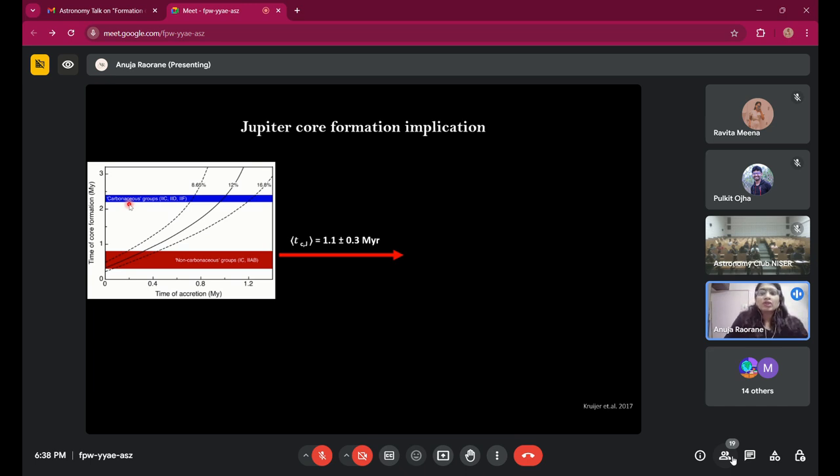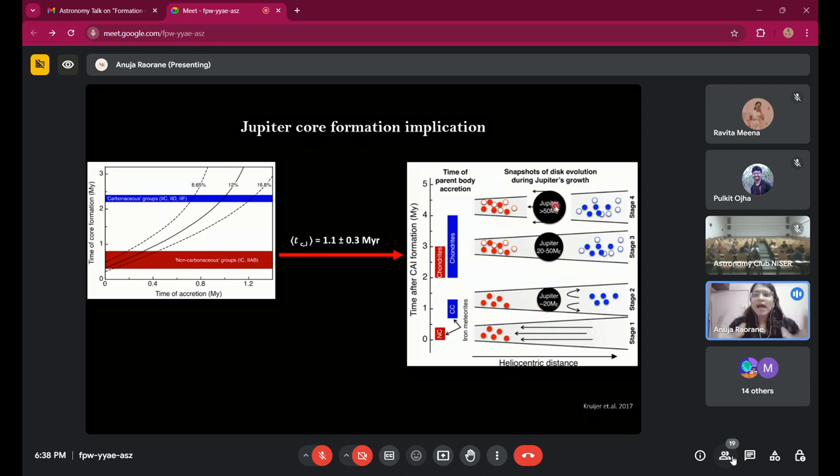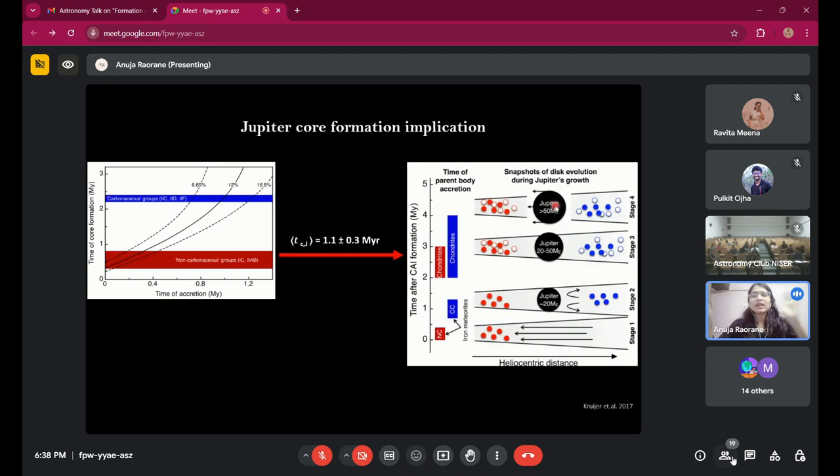What Kruger et al. had suggested back then was they had just hypothesized that maybe our Jupiter is forming around 1 million years, and because the core is forming and it grows, it basically becomes a barrier so that the non-carbonaceous and the carbonaceous groups do not mix together, and hence we get the dichotomy. And our co-formation time of Jupiter basically matches their hypothesis.